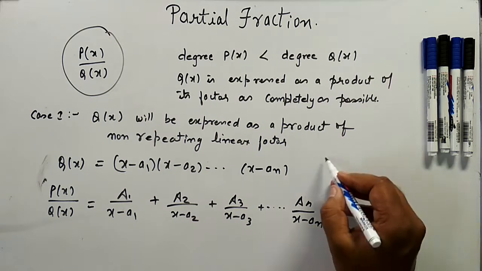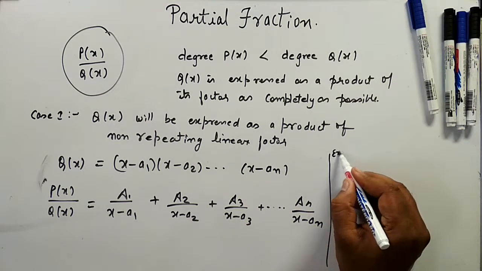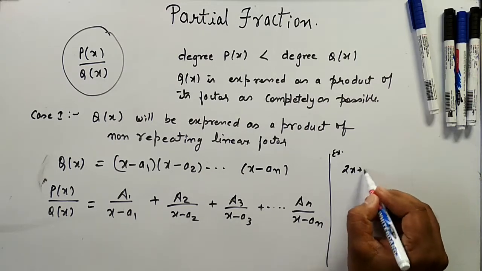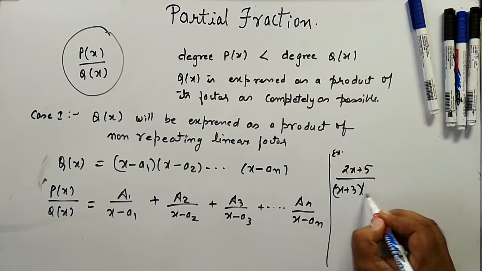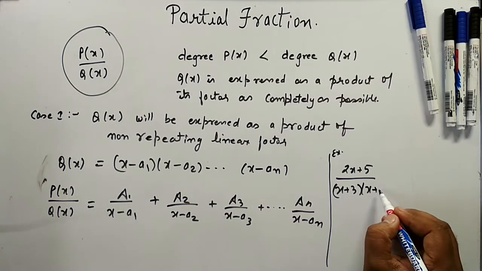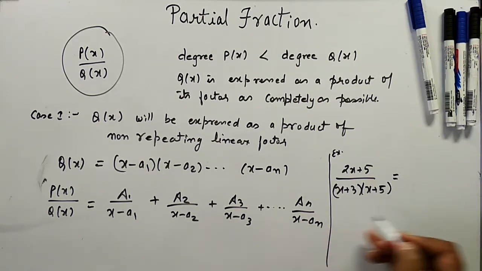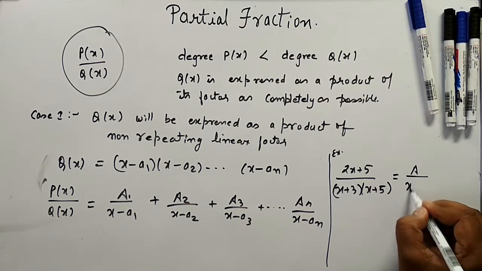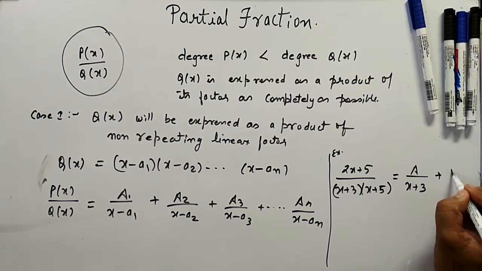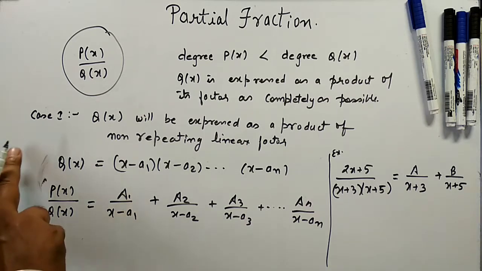Okay, if we take an example for understanding this more clearly, I am taking this example: 2x plus 5 upon x plus 3 into x plus 5. So the partial fraction form of this rational expression would look like this: a by x plus 3 plus b by x plus 5. Okay, so this is case 1.